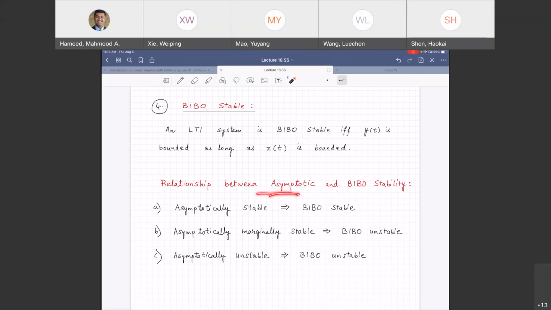What is the relationship between asymptotic stability and BIBO stability? If a system is asymptotically stable, then it is considered to be BIBO stable as well. If a system is marginally stable, then it is BIBO unstable. And of course, if the system is asymptotically unstable, then it is also bounded input, bounded output unstable. So the only real thing over here that is sort of new, or we are learning, is this. If a system is marginally stable, then it is going to be bounded input, bounded output unstable. So something whose input was bounded could still give you an output that is unbounded.